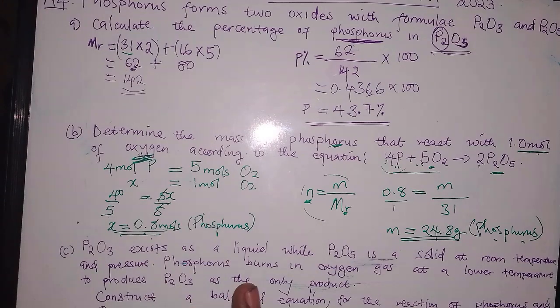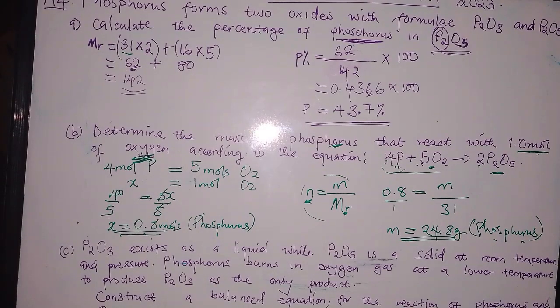P2O3 exists as a liquid while P2O5 is a solid at room temperature and pressure. Phosphorus burns in oxygen gas at lower temperature to produce P2O3 as the only product. Construct a balanced equation for the reaction of phosphorus and oxygen. So in this question, they are requiring us to construct a balanced equation between phosphorus and oxygen. How can you construct the equation?